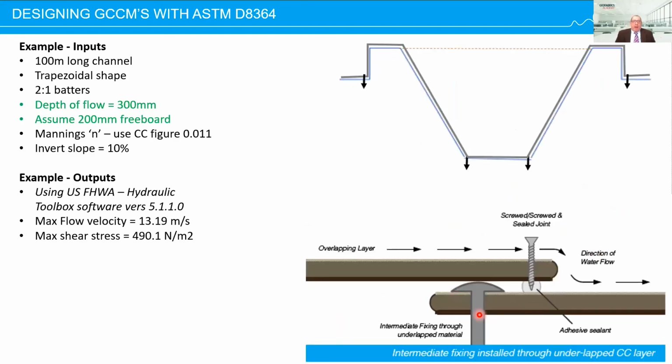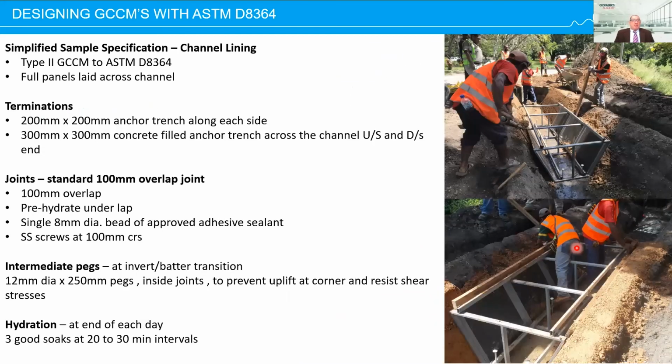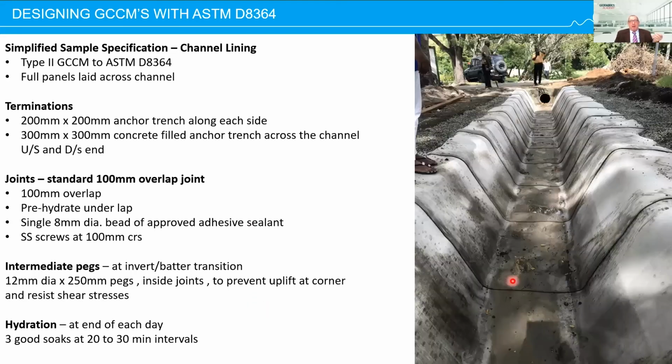Finally, when we included these pegs, intermediate restraints, we can put them inside the joints as they are stabilizing the panel underneath, and that's segmented and shingled all the way up the channel. So this was a channel here. This is a typical specification. I'm running out of time, so I won't go through it, but basically type 2 GCCM laid across the channel, anchor trench details, joint details, intermediate pegs to resist the shear. And this is the final channel here. You can't even see the pegs inside the channel.